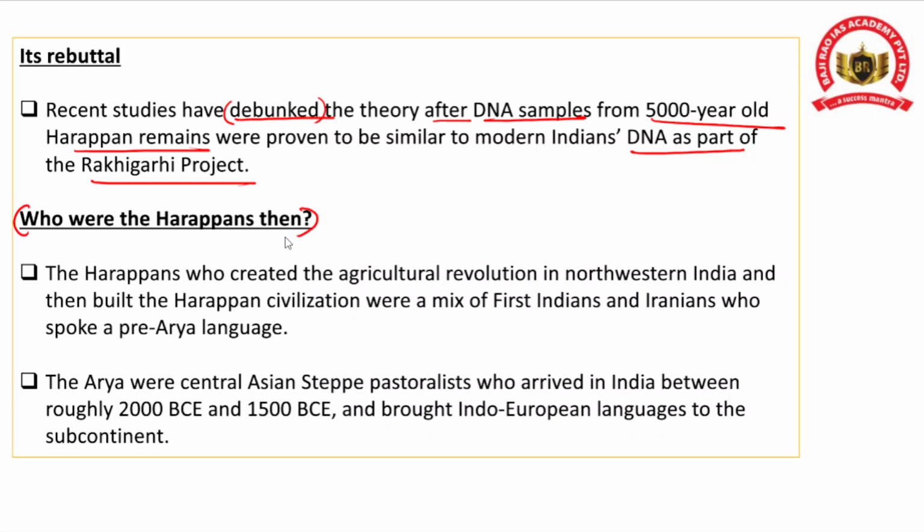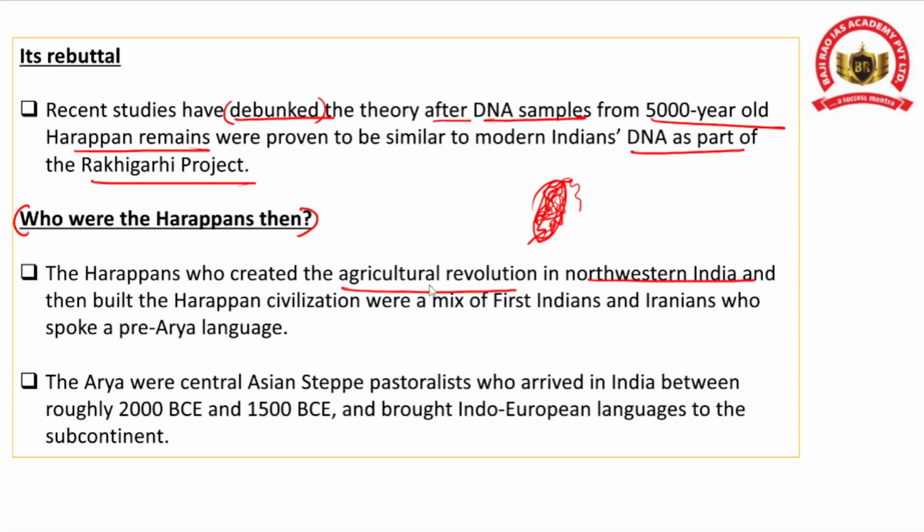So if Harappans were not Aryans, then who were Harappans? Harappans actually created the agricultural revolution in northwest India. If you look at the Indus Valley civilization, they are located somewhere in this area, near the Indus River, and also in a few parts of India as well. So this is the location of the Harappan civilization.